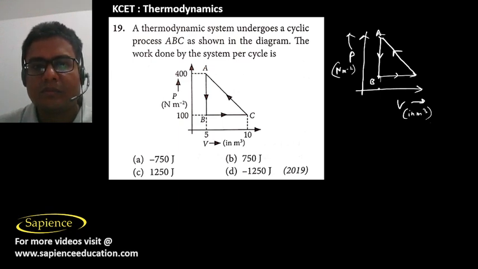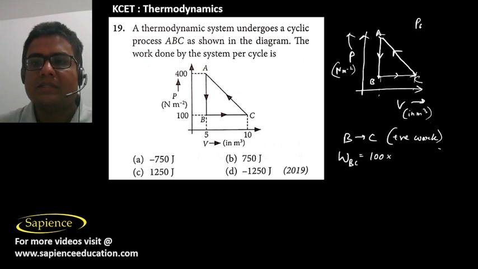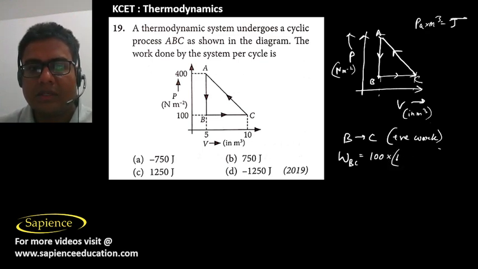So first, from B to C the volume is increasing, and from C to A the volume is decreasing. So from B to C there is positive work done, and from C to A there is negative work done. So the work done from B to C will be pressure, which is 100 Pascal, into meter cube, that is equal to joule actually. So this is 100 into P delta V. So it is 10 minus 5. So it is 500 joule.